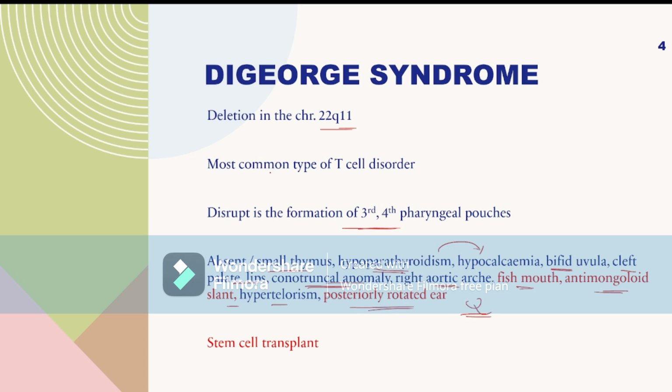And this DiGeorge syndrome is the most common type of T cell disorder. So the most common type of combined immunodeficiency is DiGeorge syndrome, and the treatment of choice is stem cell transplantation.